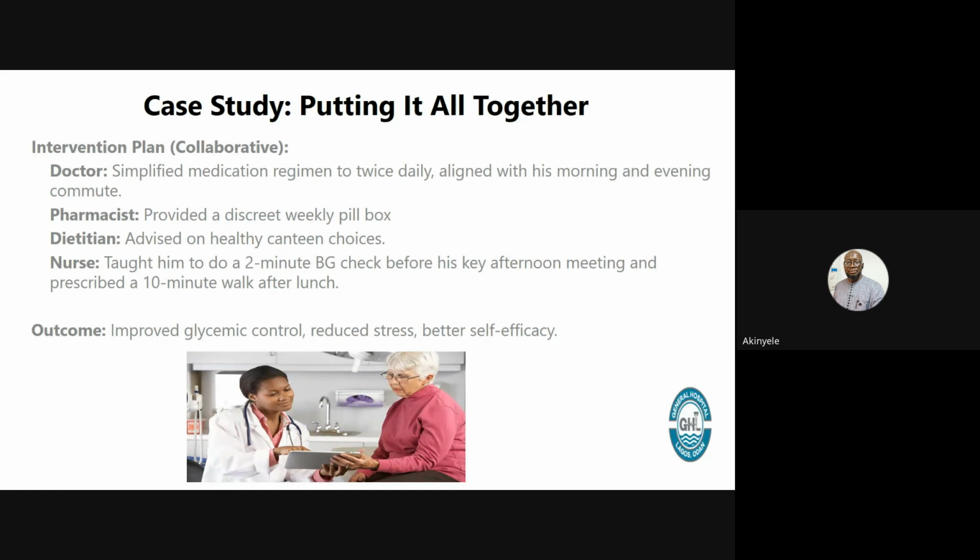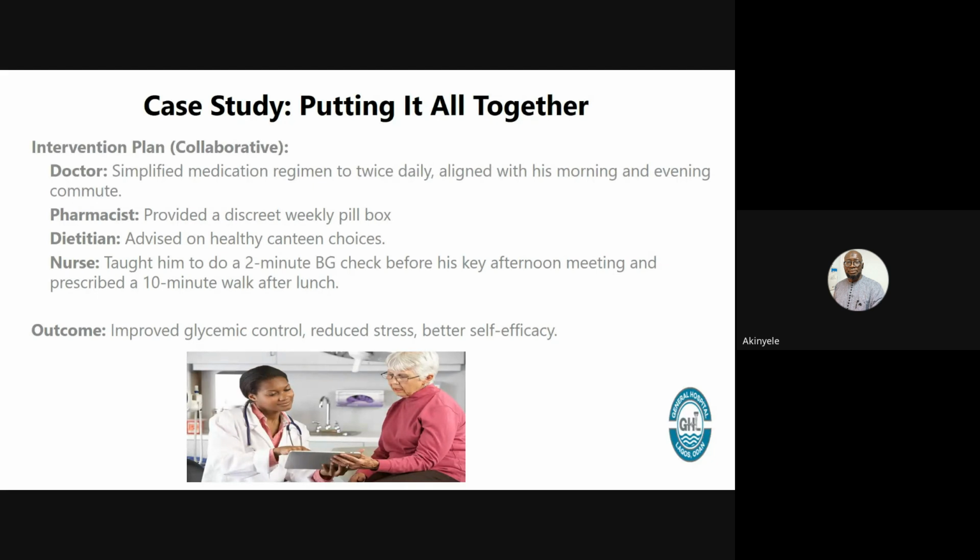As a physician, my role is to provide simplified medications. The medications must not be too complex for Mr. Tunde if I want him to be adherent to his medications. It's better I give him a medication that he takes twice a day that will align with his morning and evening commute. And as a pharmacist, I can help him get a weekly pill box where he puts all his medications, and is able to reach the medications easily.